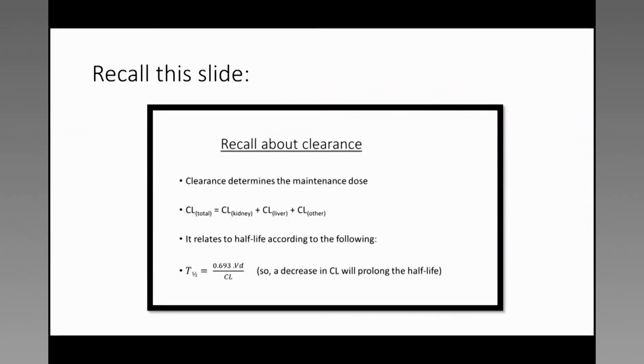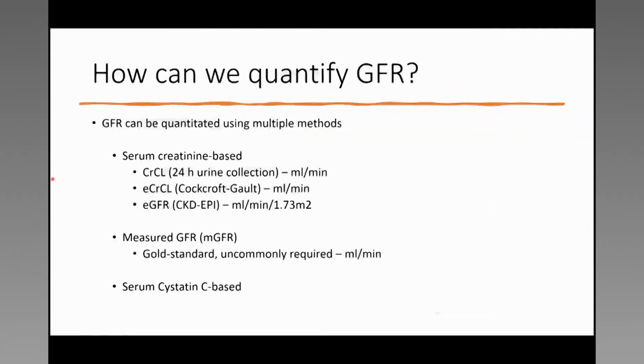I showed you this slide before, which is a very important one. In particular, if I can draw your attention to this point here about how total clearance relates to the sum of clearance from other processes or organs, including that of the kidney. And we'll come back to that again.